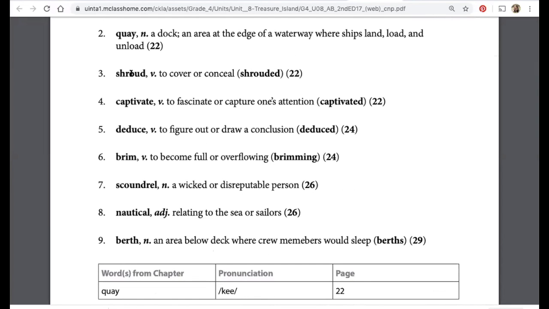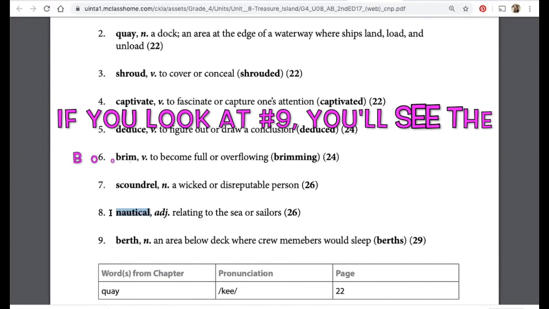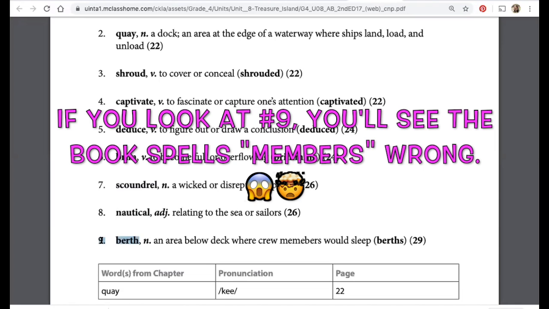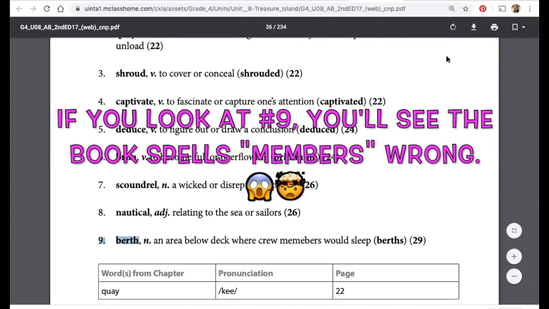Next word, shroud, to cover or conceal. Captivate, to fascinate or capture one's attention. Deduce, to figure out or draw a conclusion. Brim, to become full or overflowing. Scoundrel, a wicked or disreputable person. So this basically means a person that's not respectable. And nautical, relating to the sea or sailors. And berth, an area below deck where crew members would sleep.